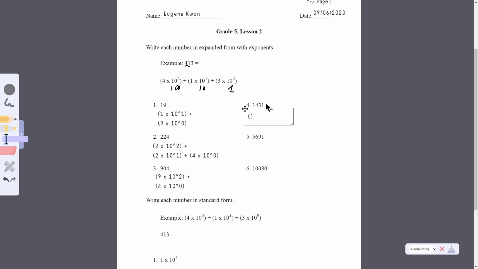Number 4, 1,431. To get 1,000, all you need to do is multiply 1 by 10 to the third power. Add that to the 400, which we can get by doing 4 times 10 to the second power. To get 30, all you need to do is 3 times 10 to the first power. Lastly, to get 1, you need to multiply 1 by 10 to the 0th power. That would be how you write the number 1,431 in expanded form with exponents.